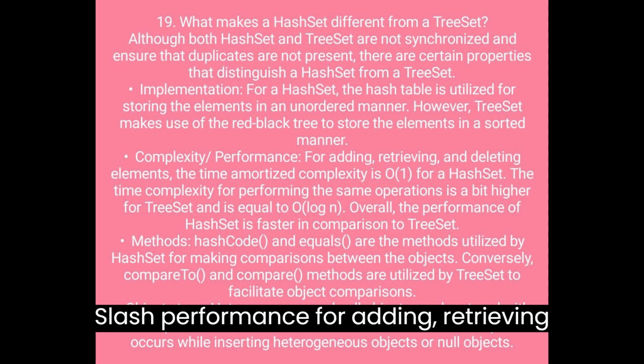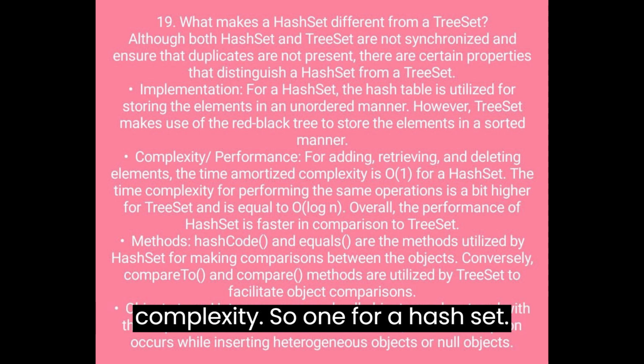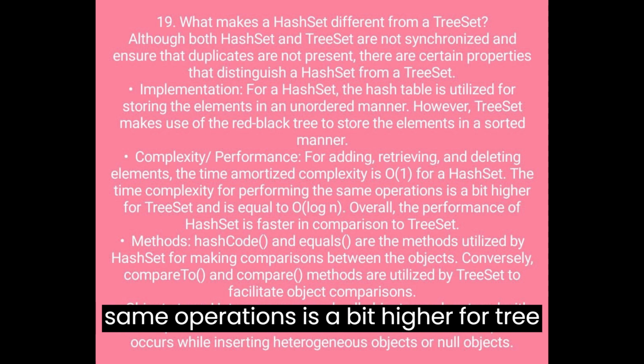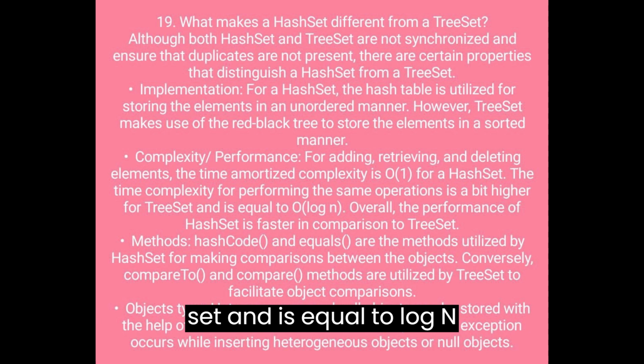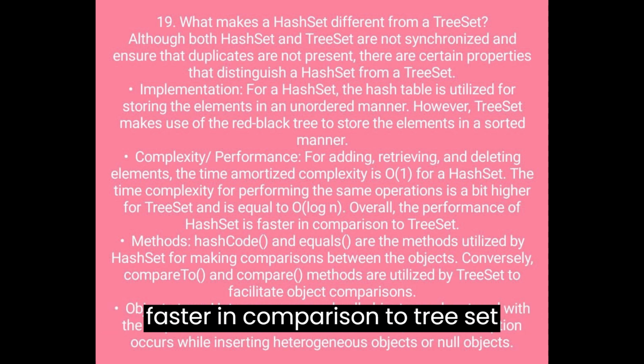Complexity/performance. For adding, retrieving, and deleting elements, the amortized time complexity is O(1) for a HashSet. The time complexity for performing the same operations is a bit higher for TreeSet and is equal to O(log n). Overall, the performance of HashSet is faster in comparison to TreeSet.